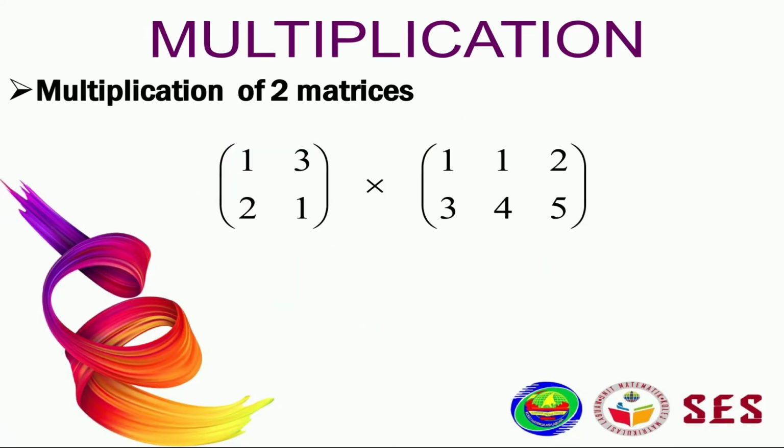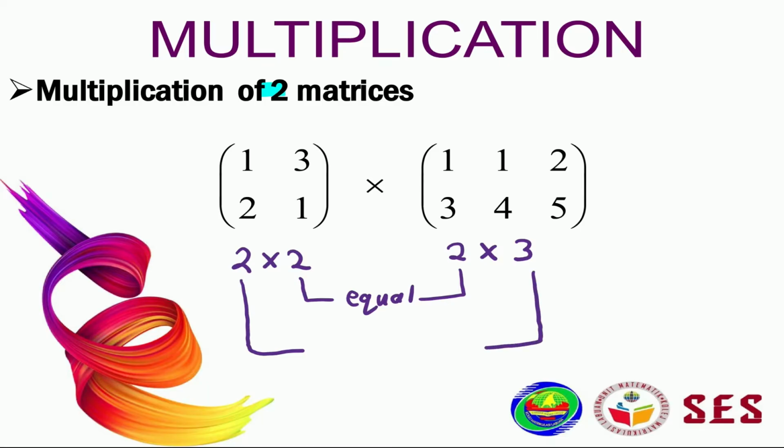Okay, so next we go to the multiplication of two matrices. How do we find the product of two matrices? First, we need to determine the order of both matrices. We have to make sure that the number of columns for the first matrix is equal to the number of rows for the second matrix. So we make sure that both are equal, and then the rows for the first matrix and the columns for the second matrix give the order of the resulting product.